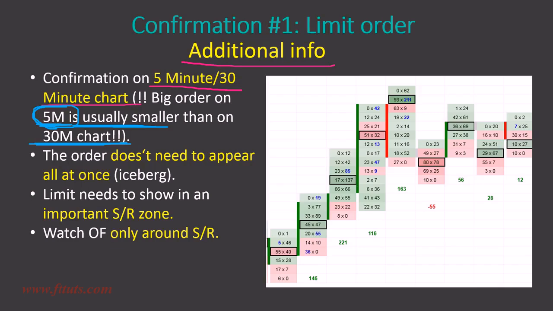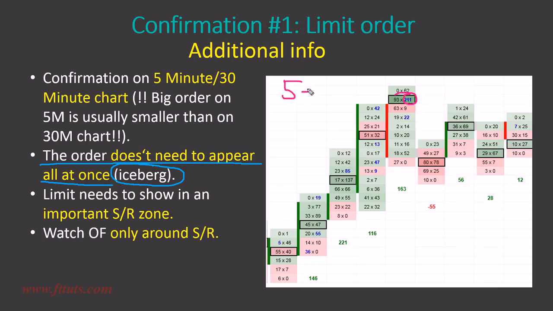Now, another important thing is that the order, the big limit order, doesn't need to appear all at once, because the institutions like to use iceberg orders, which means that, for example, this order 211 could be entered like 5 contracts, then 20 contracts, then 20 contracts, and so on, until they enter 211 contracts. And this could take, for example, 5 minutes. All right, that's the iceberg.